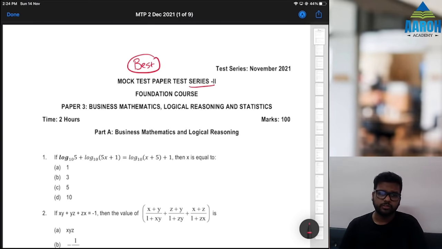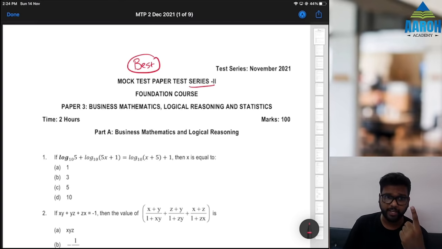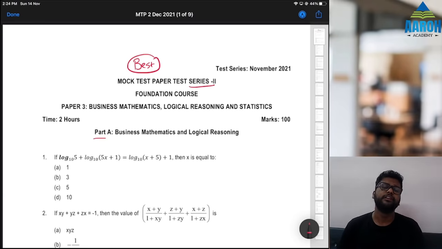So let's start. As usual, first a few instructions. I'm going to conduct this in English, so language should not be a barrier. Second, in this MTP they give part A, part B, that is maths, logical reasoning, stats. But in the actual exam it is not going to be like that. So let's start immediately.